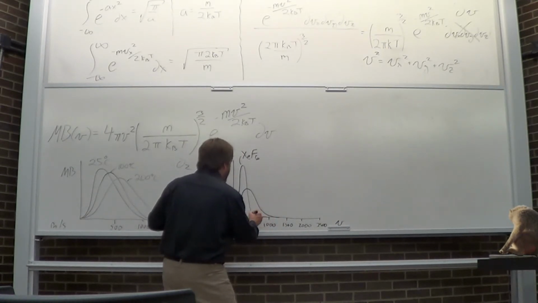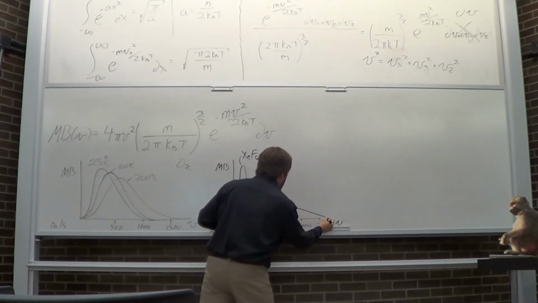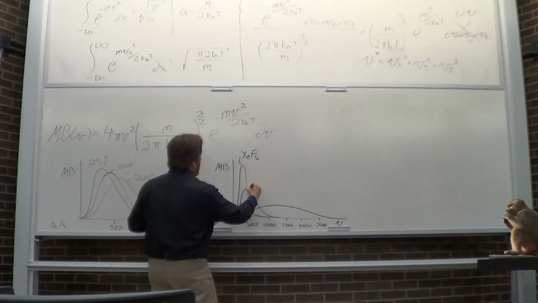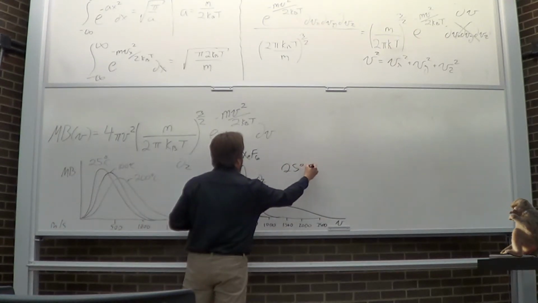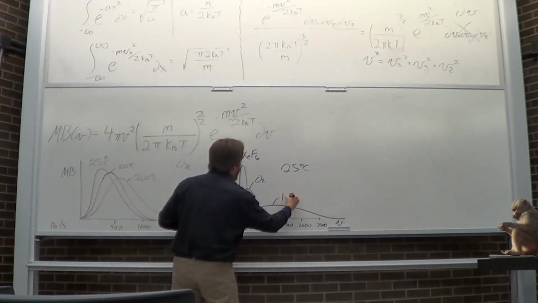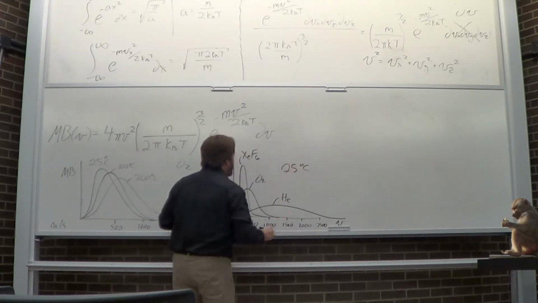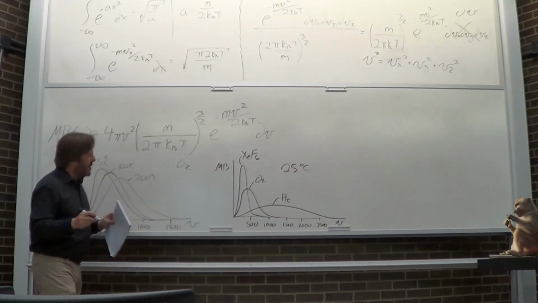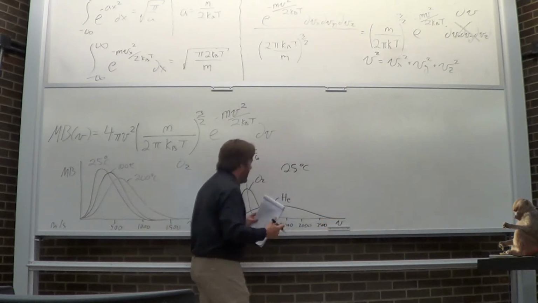And what's really cool is helium. So O2, the example I just gave, and these are at 25 degrees C. And this is helium. So here you go. Actually, I do know one other kind of interesting little factoid about this Maxwell-Boltzmann stuff.